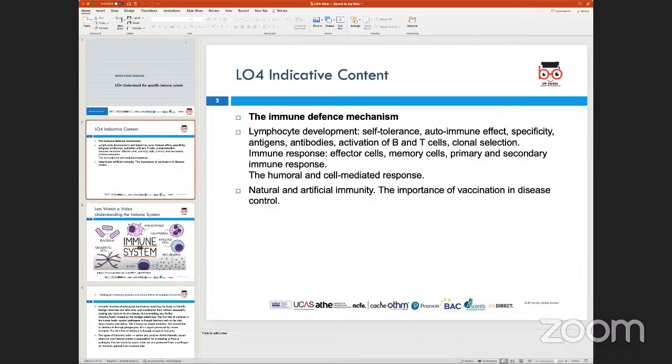We looked at the T helper cells, the B cells, the T cells, and also the macrophages, which are essentially the second type of white blood cells.